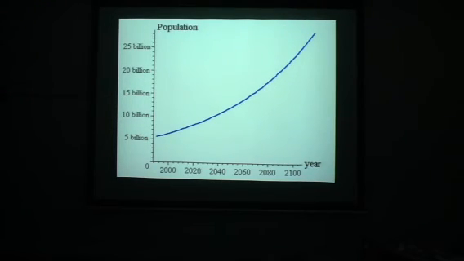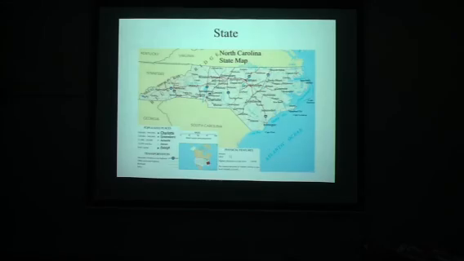Population's another thing we're going to look at. As you can see, the predictions for the future, we're currently at almost 8 billion people, is that the number is shooting up quickly. We'll be at 25 billion with a B people in the next 100 years. That's a lot of people.